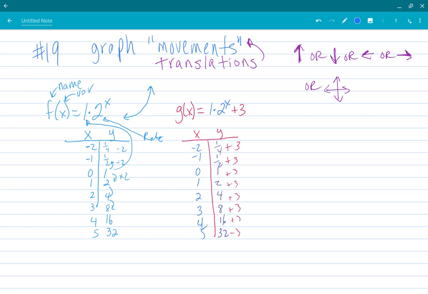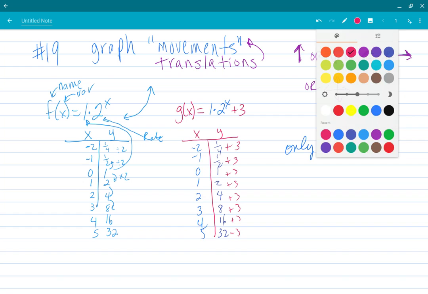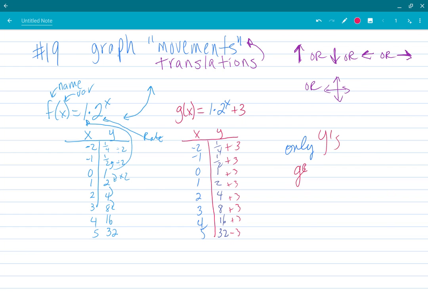All right. So only the x's or y's change for g. What changed? The x's or the y's? The y's. Only y's get added 3, right? The plus 3, right? X's stay the same. So that's what a vertical. Oh, by the way, this is called a vertical translation. Vertical because it's going up or what? Or down.